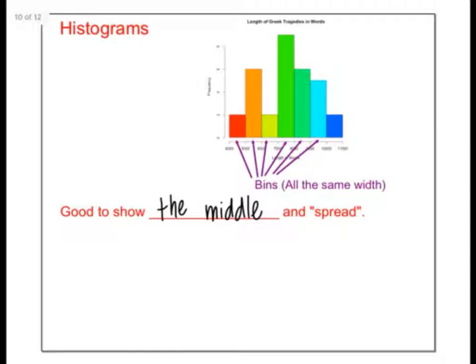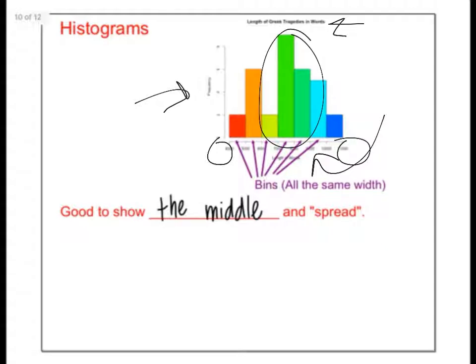Histogram is another one we can use for numerical data. Histograms are good for showing the middle and the spread. So if you remember, on the y-axis we have frequency, or how often something shows up. And then on this x-axis, we have length of words. So we can see how many times the different lengths of words show up in this Greek tragedy that we are talking about. We can also see the spread of the data, so I can see it goes from 4,000 to 11,000. I also can see that the data tends to be kind of clustered in here, with a lot of it being there, but we also have some data here and here.